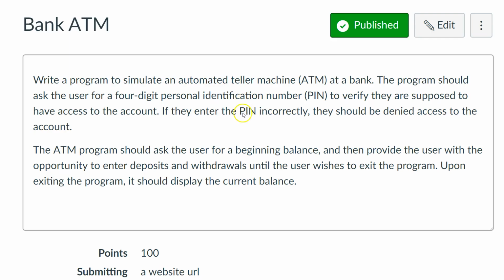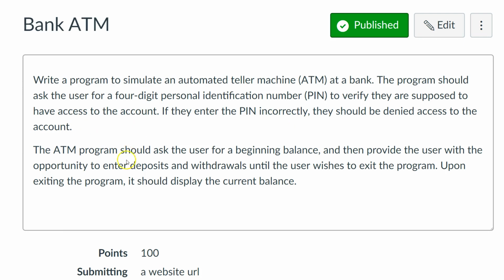The first one is a bank ATM program. I'll just run through it really quickly. It's pretty self-explanatory, but just in case. You're simulating an ATM machine, and the user is going to have to enter a four-digit code. So they've got their PIN that they're going to enter, and that'll give them access to the ATM or their account. And if they don't enter it correctly, then they should be denied access.